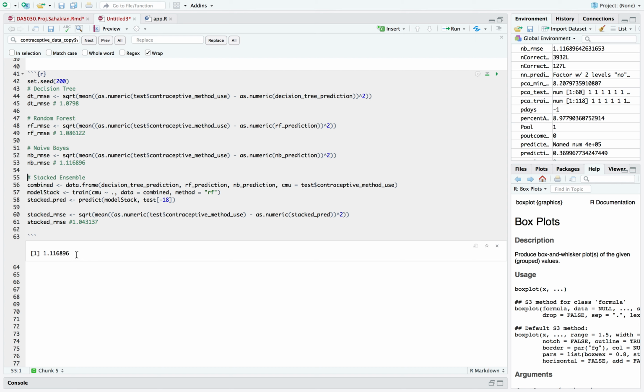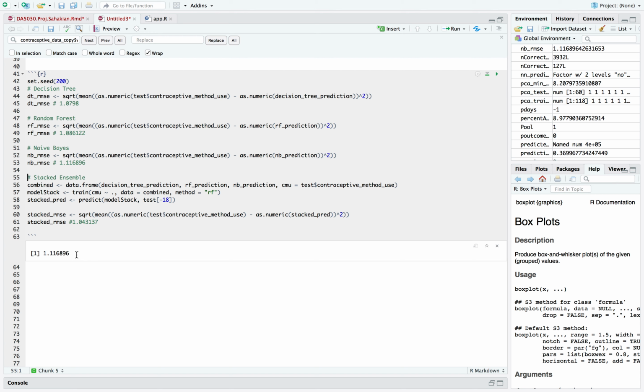So like I mentioned before, that might be due to the fact that it assumes independence in the data set, and there are some factors that have a high collinearity, they have high correlation. So that could be the reason why the naive Bayes performs slightly worse.